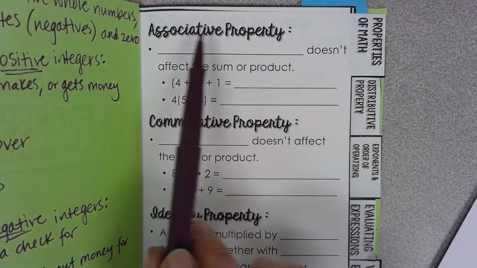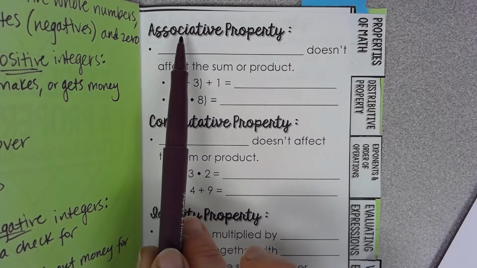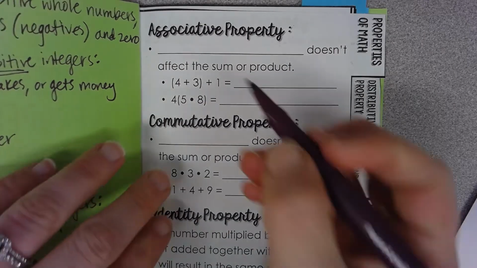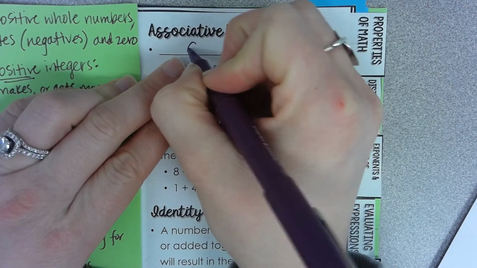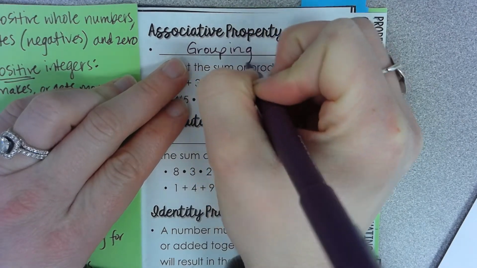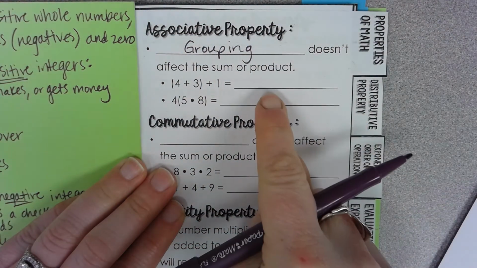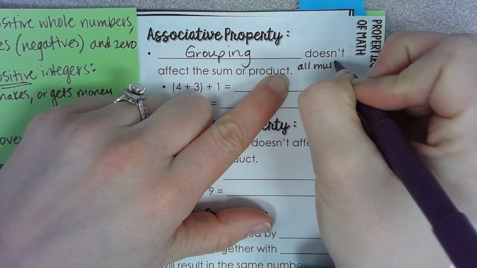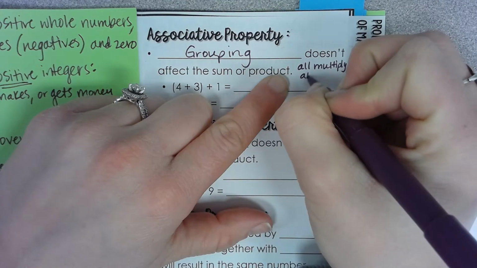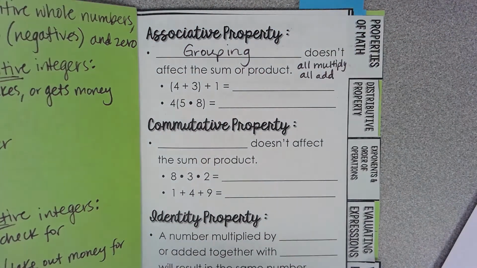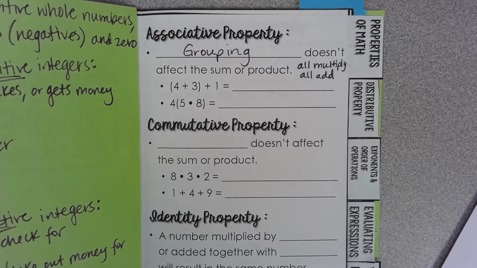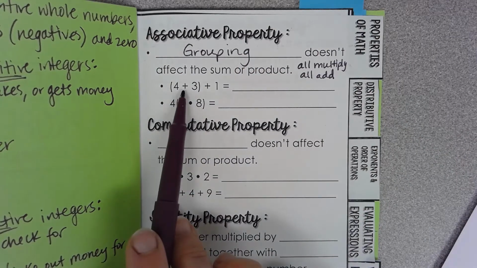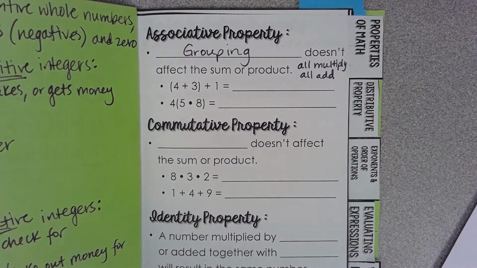So associative property. If you know the word associative or associate, it means to group yourself or group something with something else. So the associative property is talking about that grouping some numbers together in a problem doesn't affect the sum or the product if it is all multiply or all add. It does not apply when there is subtraction or division in the problem. It also doesn't apply if there's a combination of multiply and add. It has to be all of the same signs or operations throughout it.